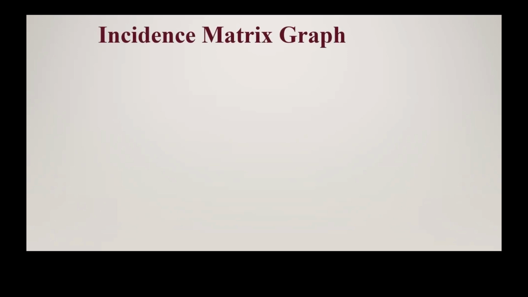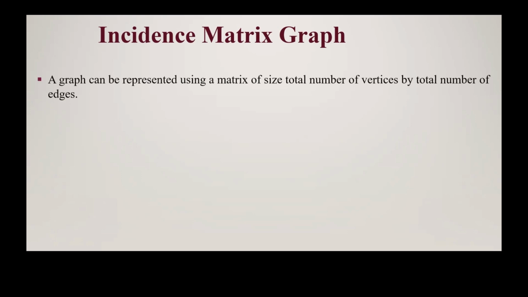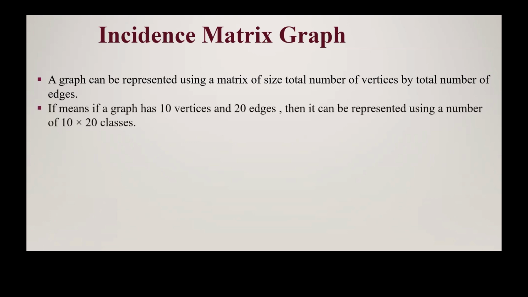Next category is the incidence matrix of a graph. Here a graph can be represented using a matrix of size total number of vertices by total number of edges. In the previous case, it was on the basis of the number of vertices or nodes. But here it is based on the nodes as well as the links. Both are required. If a graph has 10 vertices and 20 edges, we make a matrix of 10 cross 20. But in the adjacency matrix, we make 10 cross 10.